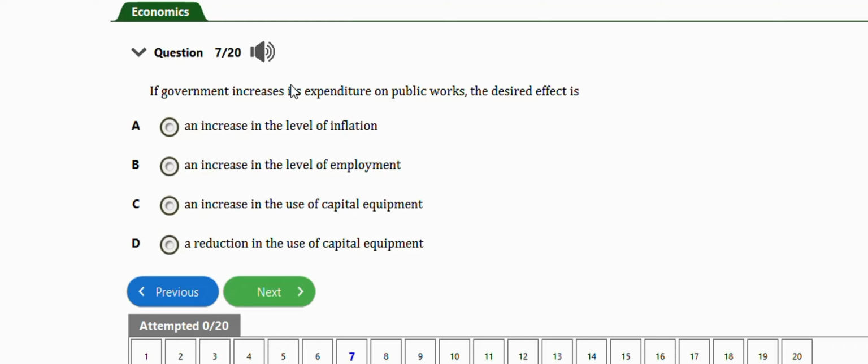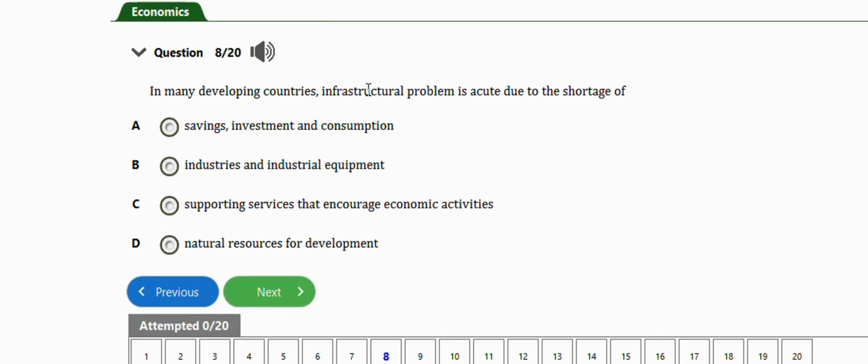Okay, so when government increases its expenditure on public works, its desired effect is an increase in the level of employment. The next question is this one. It says in many developing countries, infrastructural problem is acute due to the shortage of we have savings, investment, and consumption, industries and industrial equipment, supporting services that encourage economic activities, natural resources for development. So guys, the right answer is option C, which is supporting services that encourage economic activities.